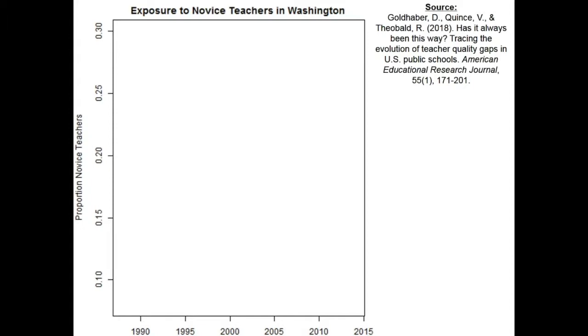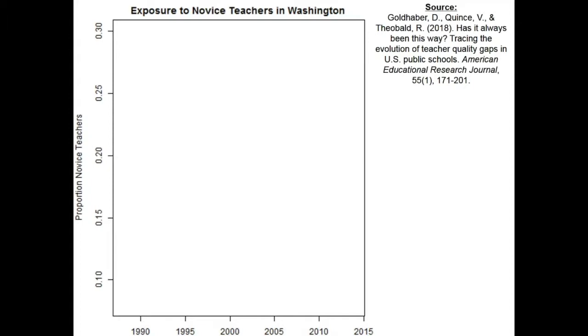So the purpose of all of these figures is to show the evolution of teacher quality gaps. And what I mean by that is the average difference in exposure to teachers with different qualifications between advantaged and disadvantaged students, and how these teacher quality gaps have changed over time in two states, North Carolina and Washington.